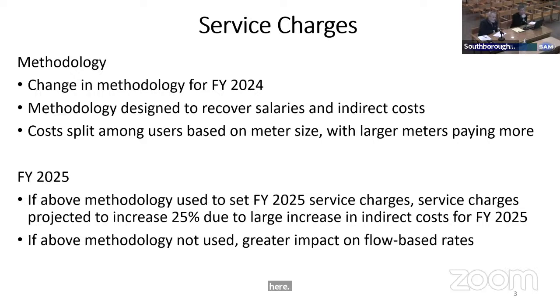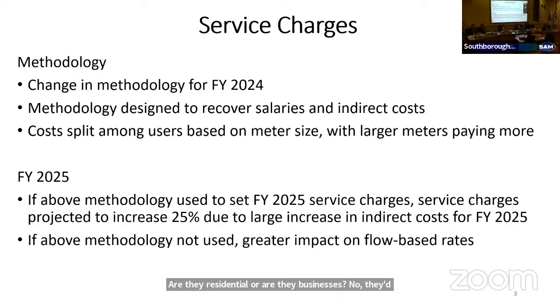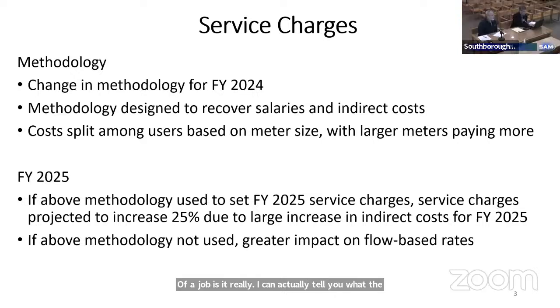So, 25% seems like a big jump, but when you see the base charges for some of these, it's not that much of a jump, is it really? I can actually tell you what the increases would be if that interests you. Maybe that would be useful.